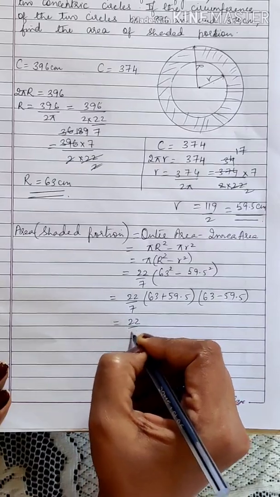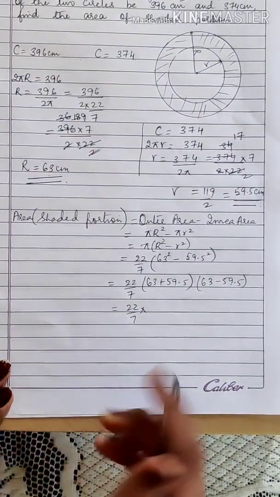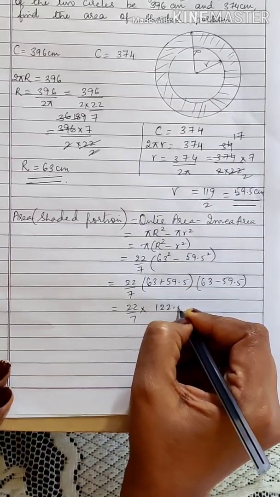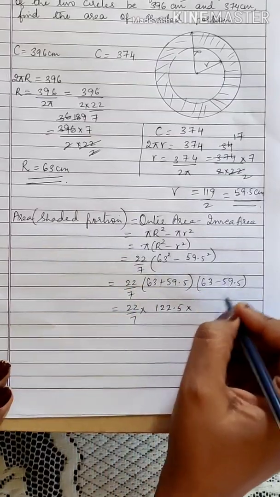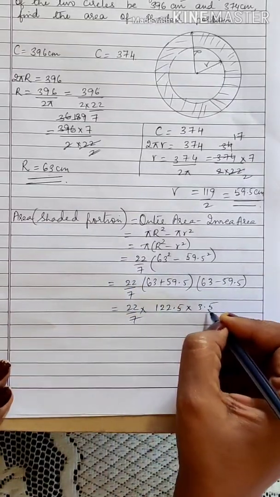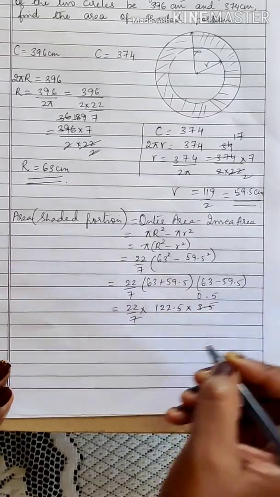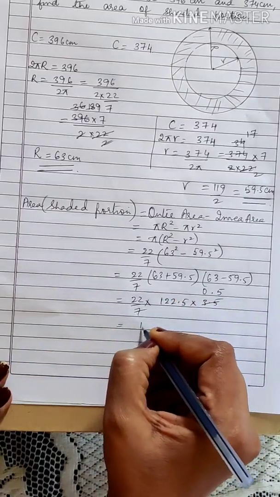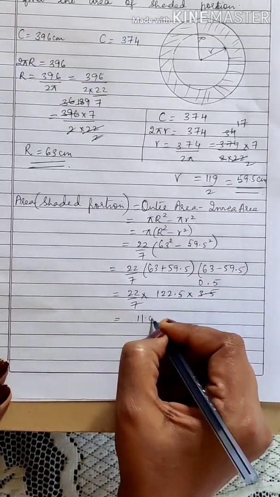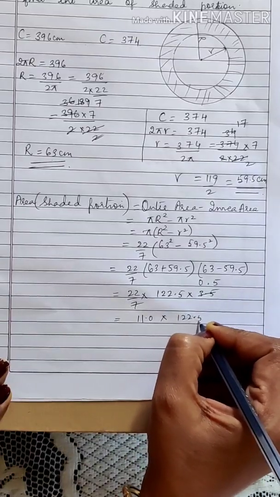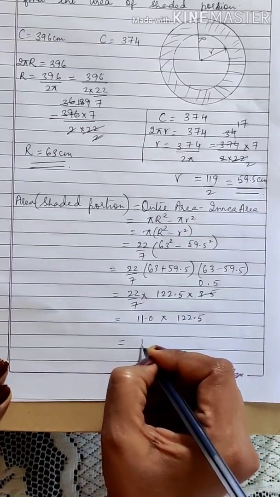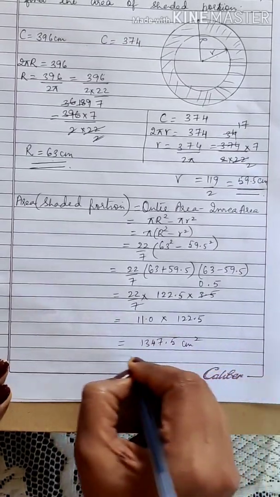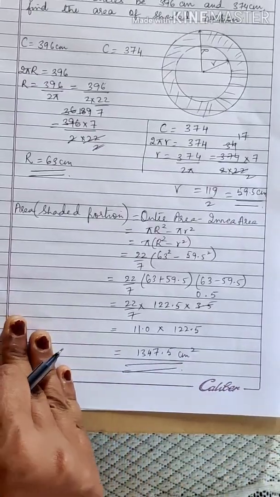So you get 22 by 7 into, when you add you get 122.5, and when you subtract you get 3.5. Reduce this, you get 0.5. So when you multiply 22 into 0.5 will give you 11.0 into 122.5, which is equal to 1347.5 centimeter square. So the next sum.